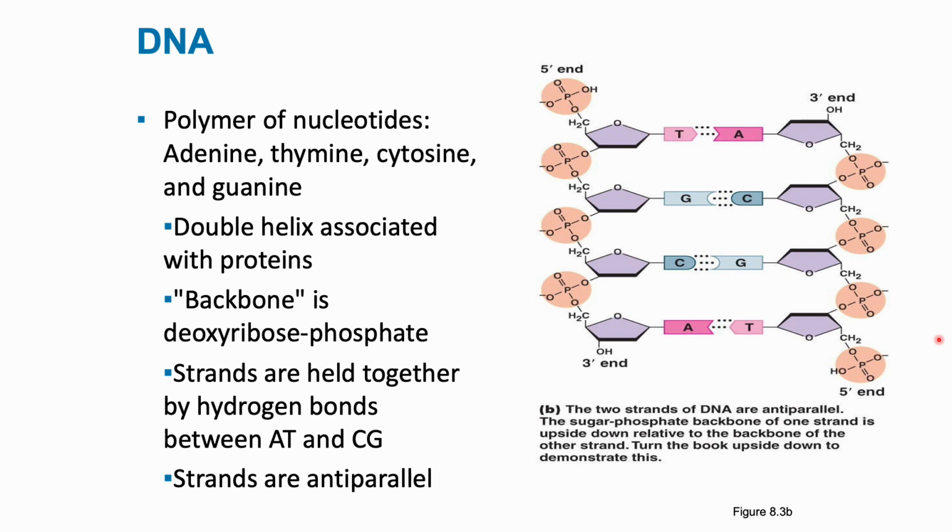DNA is a polymer of nucleotides, with each nucleotide consisting of a sugar, a phosphate group, and a nitrogenous base. Now, the double helix structure of DNA is formed by two complementary strands of nucleotides that are held together by hydrogen bonds between the nitrogenous bases: adenine pairs with thymine, cytosine pairs with guanine. So remember, adenine always will pair with thymine. A always goes with T, as you can see here. And G always goes with C, as you can see here.